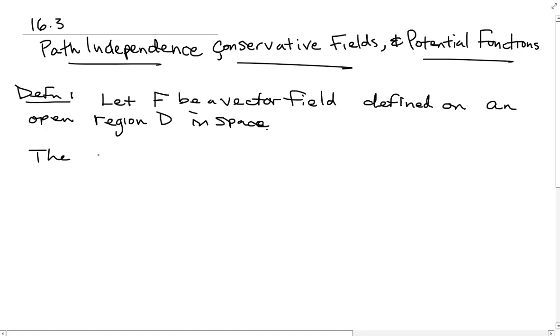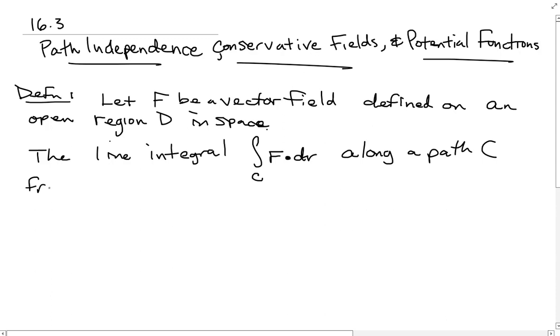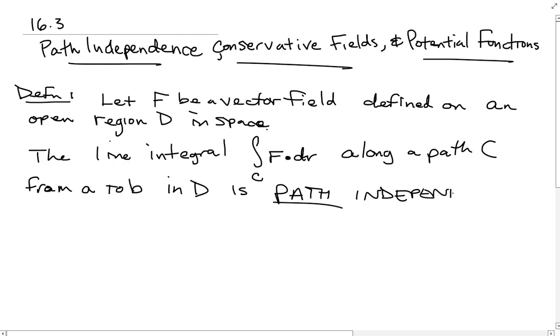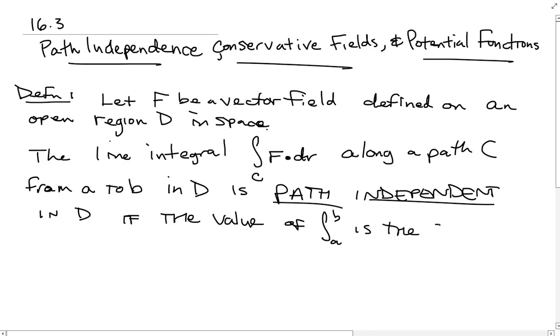Alright, so the first definition is going to be for path independence. So the line integral, which is the integral over our curve C of F dot dr along a path C. C is just our curve, and this is going to be from one point to another point. So from the point A to the point B in our region D is considered path independent in the region D if the value of our integral from A to B is the same over all paths from A to B.